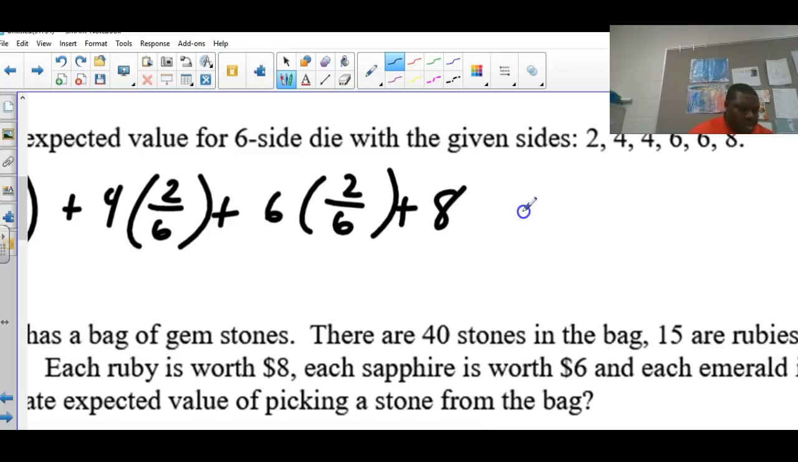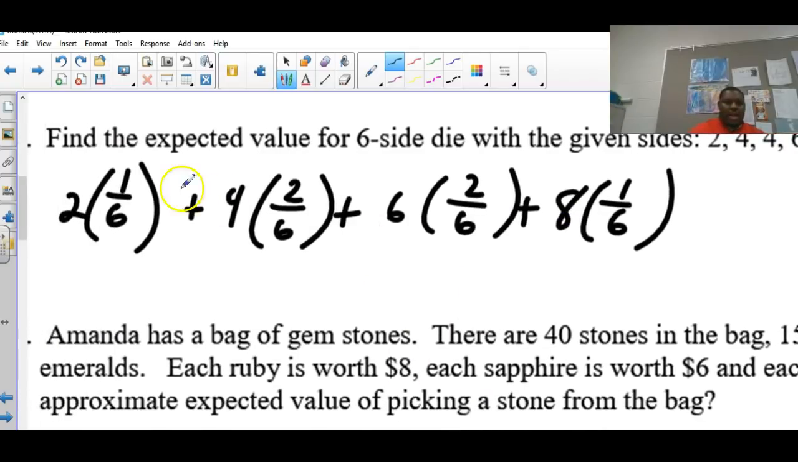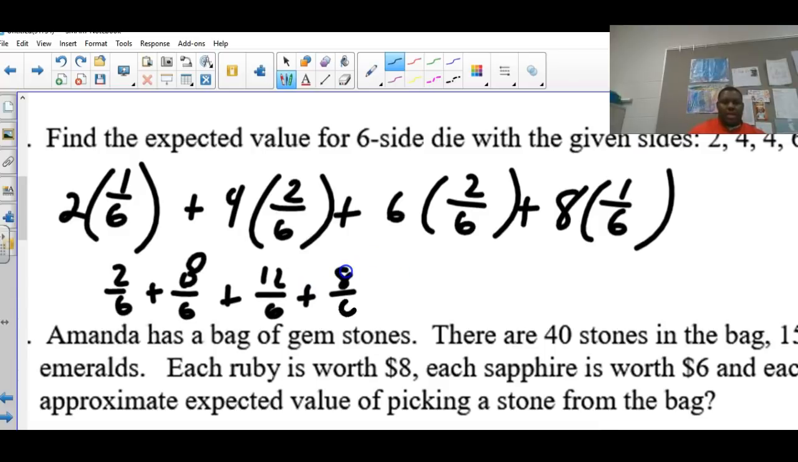Realistically, I don't like that 8 being here because you can't roll an 8 on a die. It should be like a 5 or something. But for the sake of doing this, there's one 8, so we'll go 1 out of 6. You just multiply across the top: 2 times 1 is 2, 4 times 2 is 8, 6 times 2 is 12, and 8 times 1 is 8.